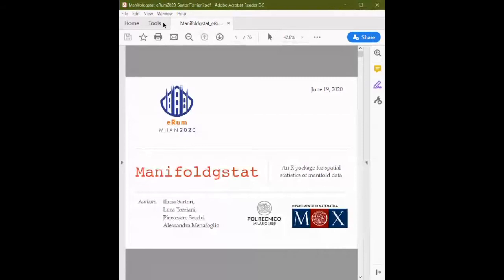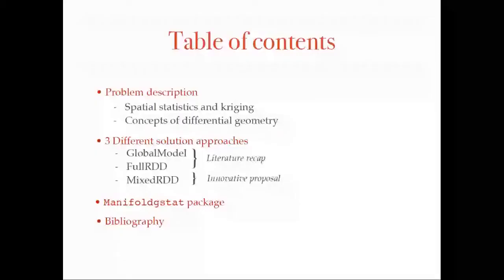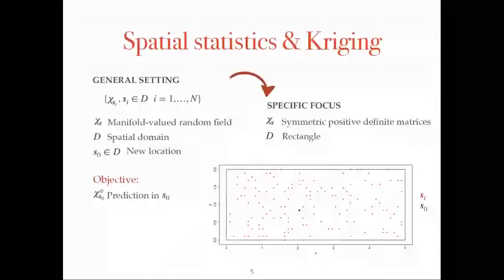First of all, we introduce the problem we dealt with, followed by some basic concepts of differential geometry that we exploited to develop our method. Then we show three different methods to perform the analysis and how they have been implemented in the R package Manifoldgstat. As anticipated, the problem we dealt with is the Kriging prediction of spatially dependent manifold value data.